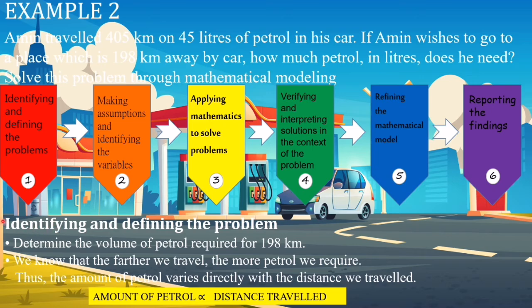The first, identifying and defining the problem. We need to determine the volume of petrol required for 198 km, and we need to know that the further we travel, the more petrol we require. Thus, the amount of petrol varies directly with the distance we travel.